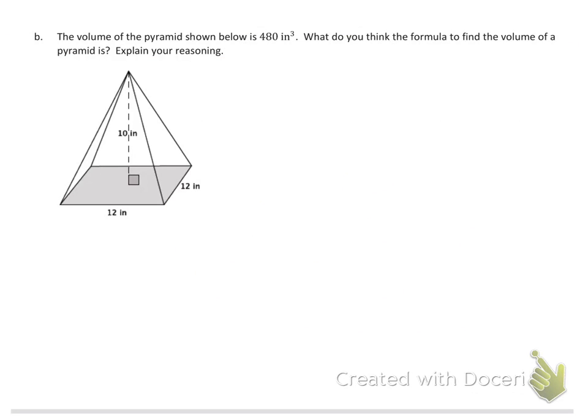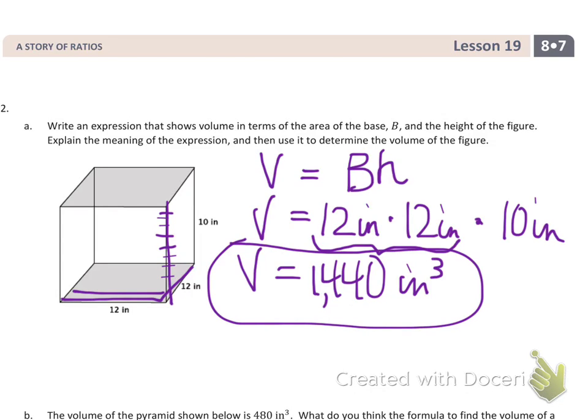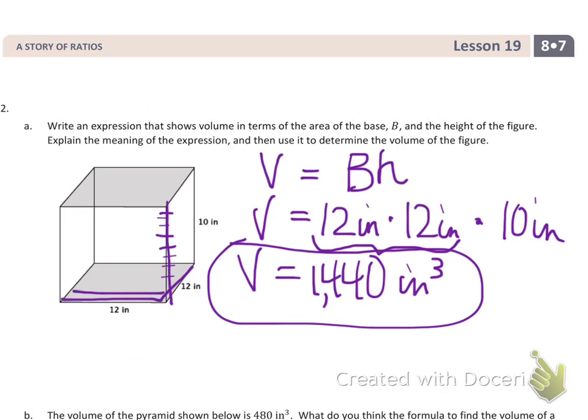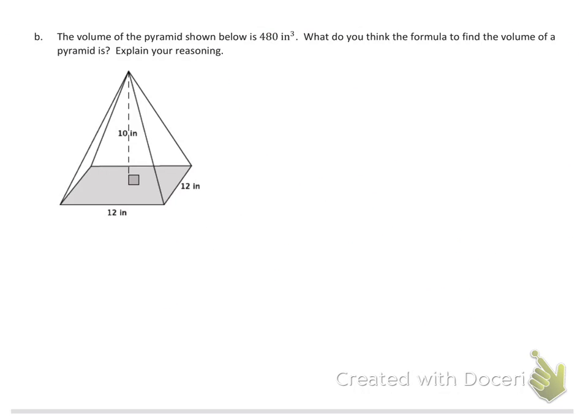All right, now this pyramid and this prism are kind of like this cone and this cylinder. So let's look at it. Mathematicians consider a pyramid as a type of cone. That's not the common definition of it. But let's look at it. The volume of the pyramid shown below is 480 inches cubed. What do you think the formula to find the volume of a pyramid is?